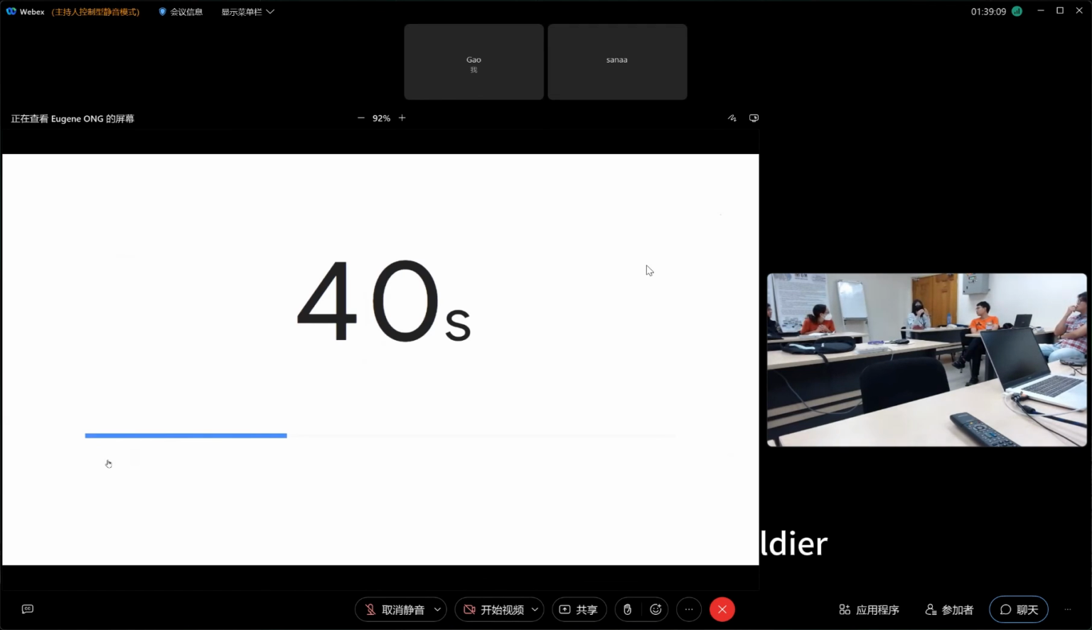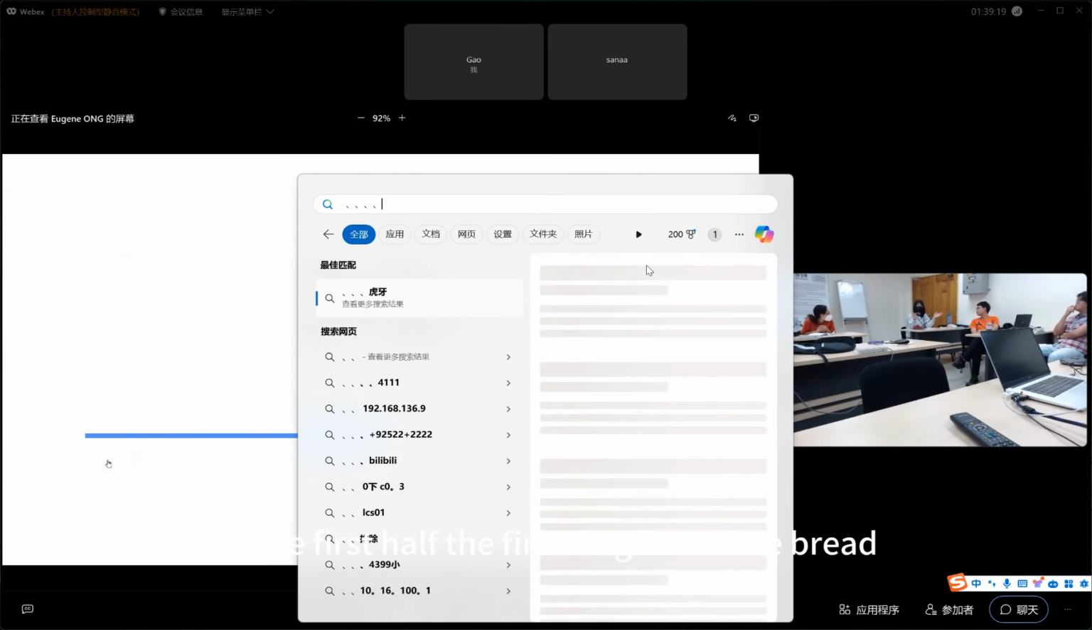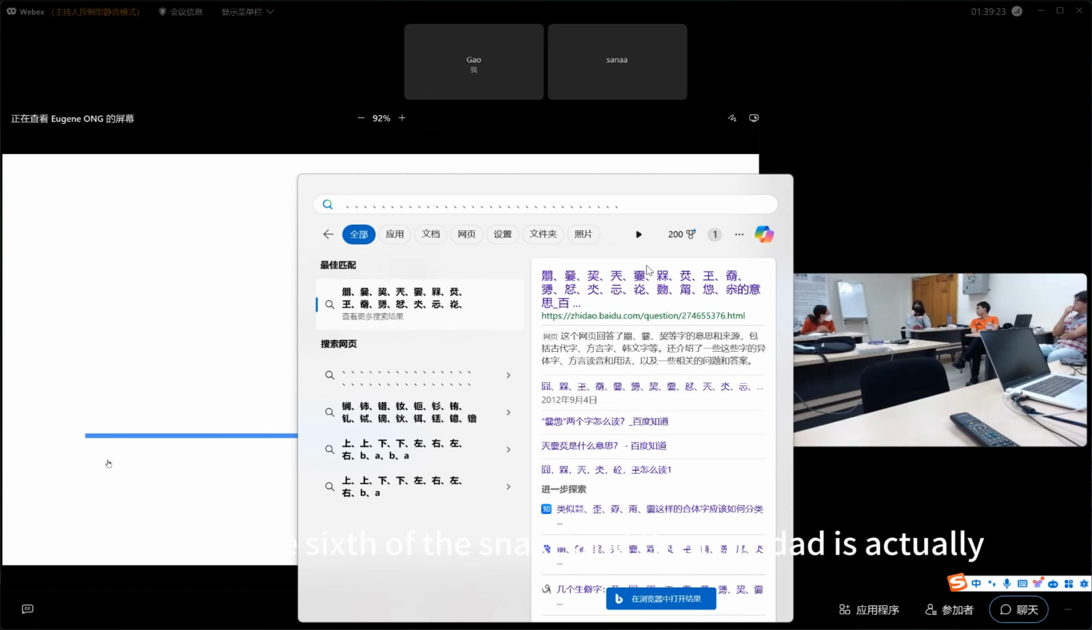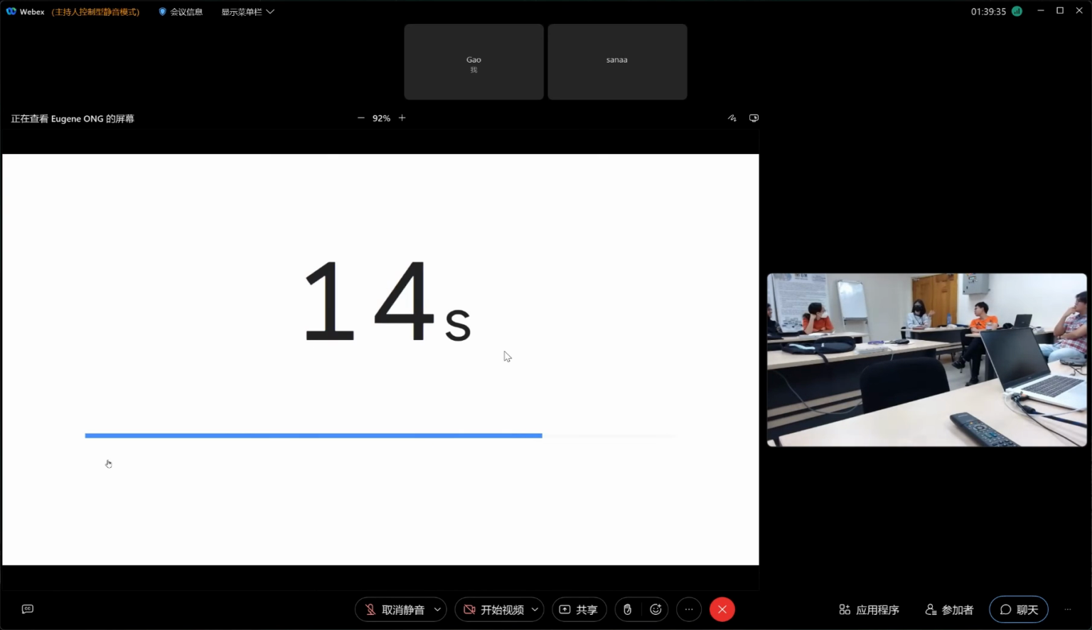So there's one story about this zodiac, that all of the animals are taught how to participate in the race. So the first to pass the finishing line is the rat, and then the second was the ox, and then the sixth was the snake. And then my dad is actually a snake zodiac. So yeah, that's all I want to share about snakes because I have no further information.